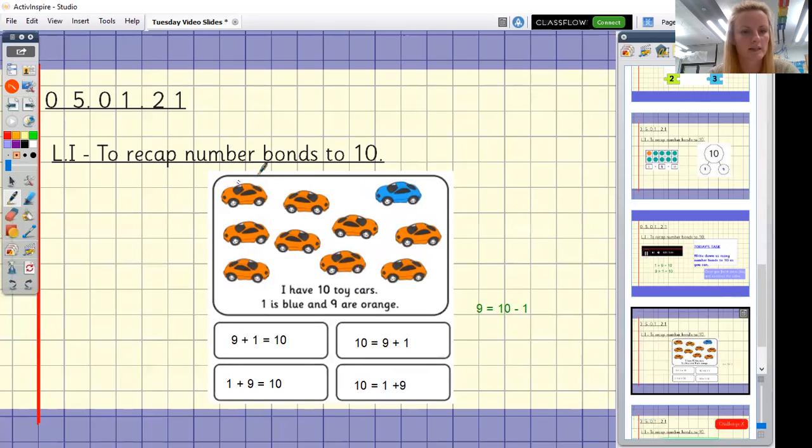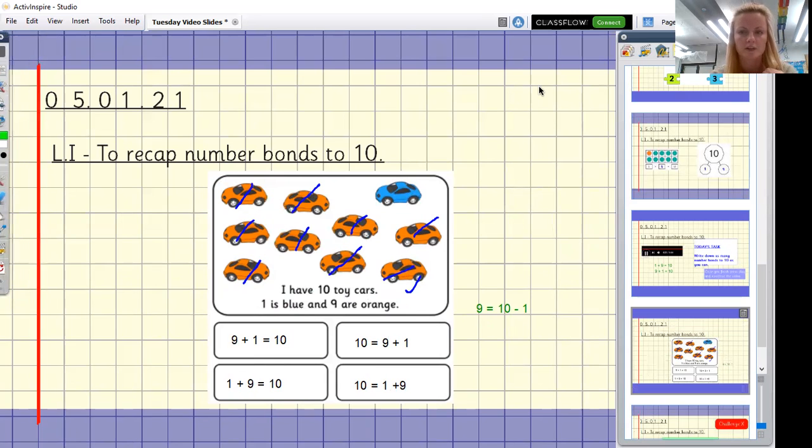Shall we check that? Let's count. Could you count with me? 1, 2, 3, 4, 5, 6, 7, 8, and 9. So I've got 9 orange. So that's right. I want you to check my answers. You can press pause, check my answers. Then if you want to give yourself some extra, draw or make your own questions.